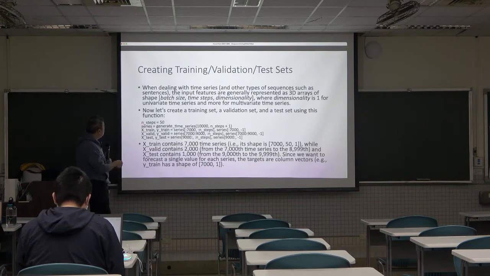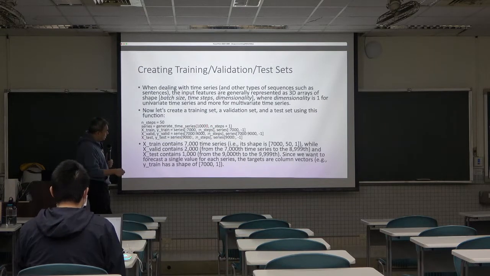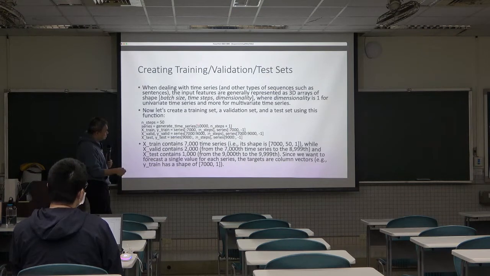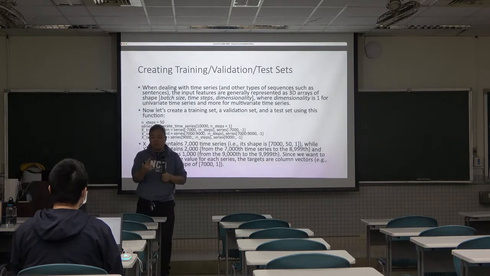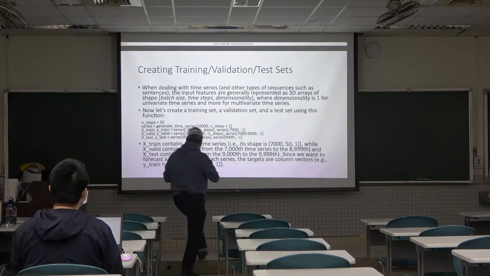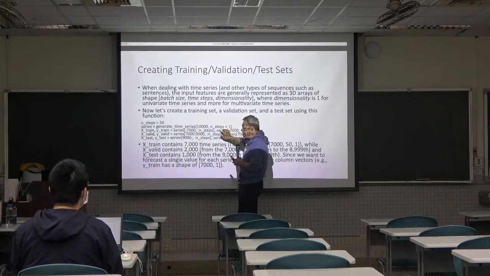So here, see the n steps is 50. The series is equal to generate time series, 10,000, n steps plus 1. So we have 10,000 series, because each batch has 10,000 series, and we have only this batch. Each series is 50 plus 1. Why is it plus 1? Because we want to predict the next one. So actually each series will have to generate 51 values.